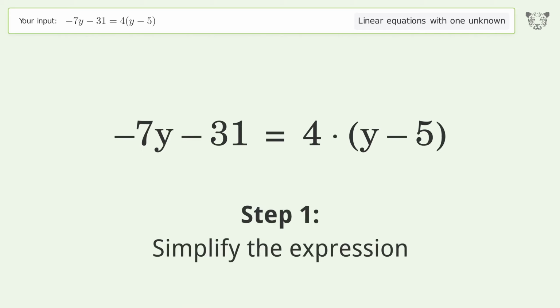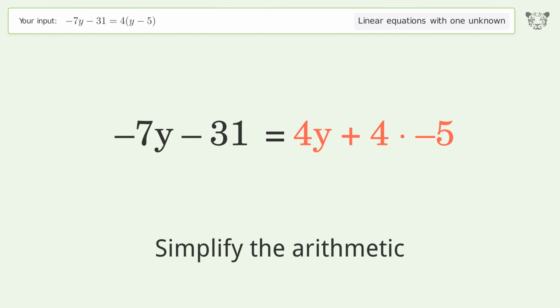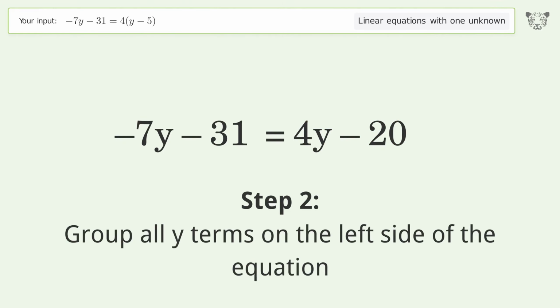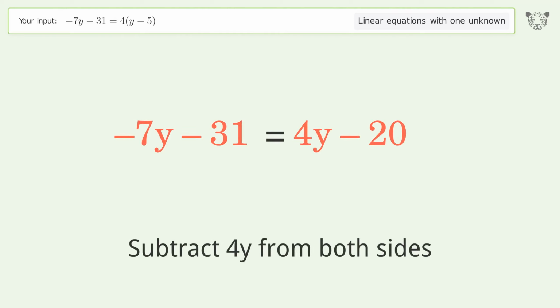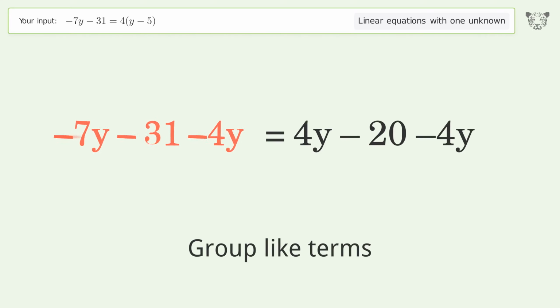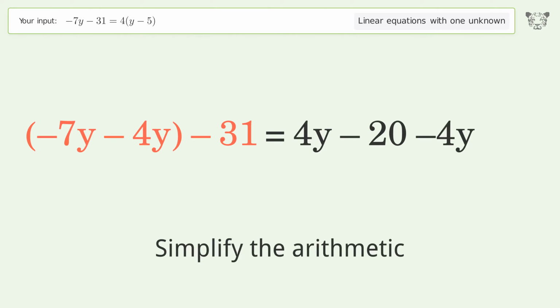Simplify the expression. Expand the parentheses. Simplify the arithmetic. Group all y terms on the left side of the equation. Subtract 4y from both sides. Group like terms. Simplify the arithmetic.